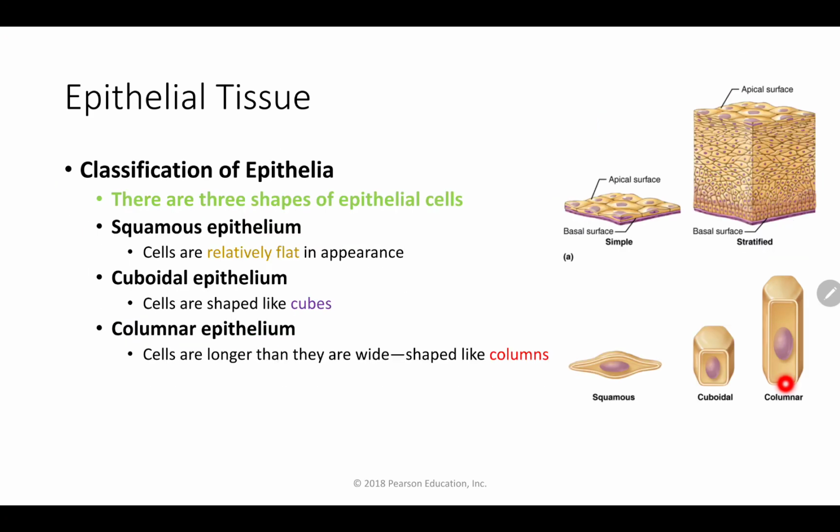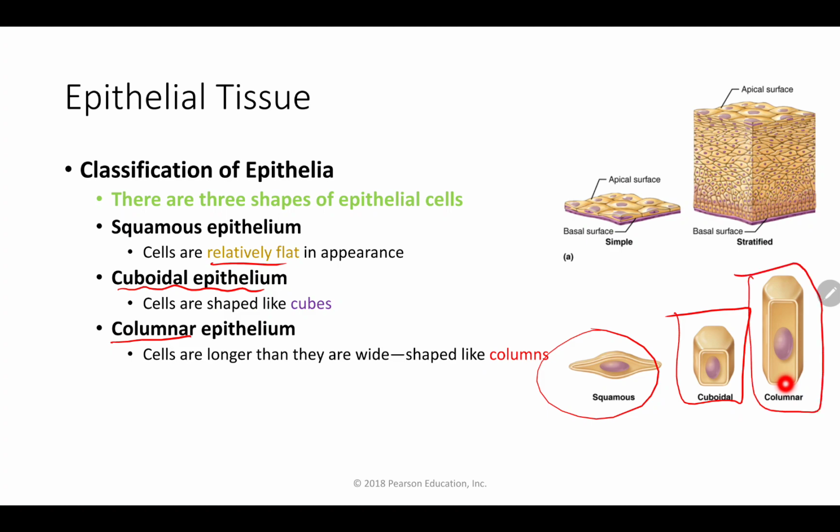Remember the other type of classification of epithelia, based on their shape? We have squamous epithelia, which are relatively flat in appearance. You have cuboidal epithelium, which looks like a cube. You have columnar epithelium, shaped like a column, so they're longer than they are wide. So remember those shapes of epithelial cells.